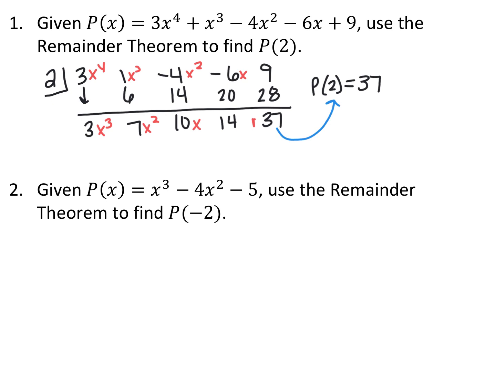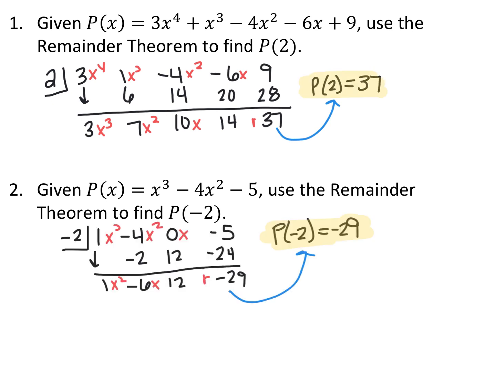For the next one, given p of x equals x cubed minus 4x squared minus 5, same thing, use the remainder theorem to find p of negative 2. So I put negative 2 in the box, my coefficients 1, negative 4, 0 x's, negative 5, brought down the 1, negative 2 times 1 is negative 2, plus negative 4 is negative 6, times negative 2 is 12, plus 0 is 12, times negative 2 is negative 24, plus negative 5 is negative 29. Since this was an x cubed, this will be x squared, x, constant term, and then my remainder is negative 29. So p of negative 2 is negative 29.